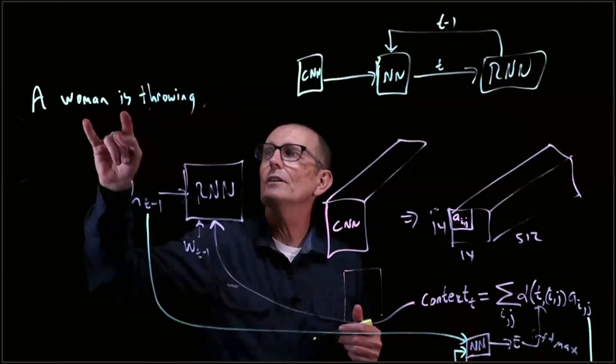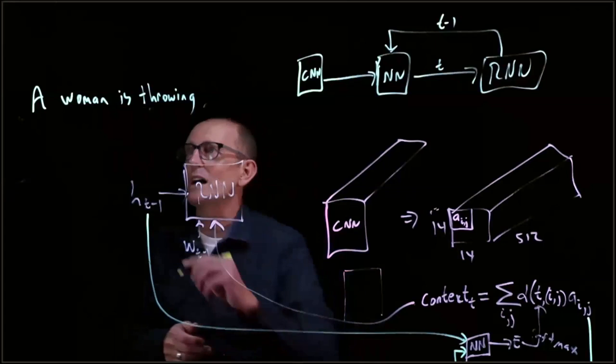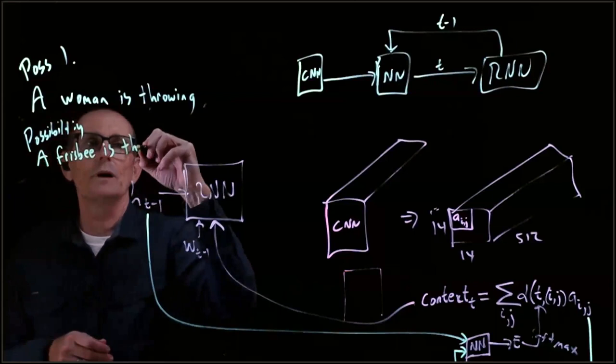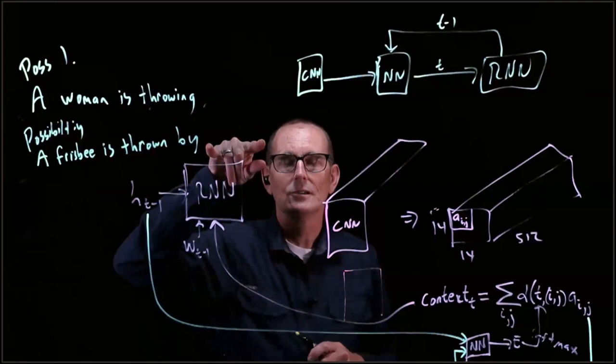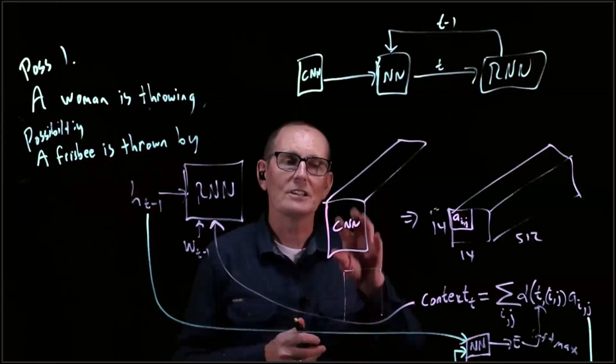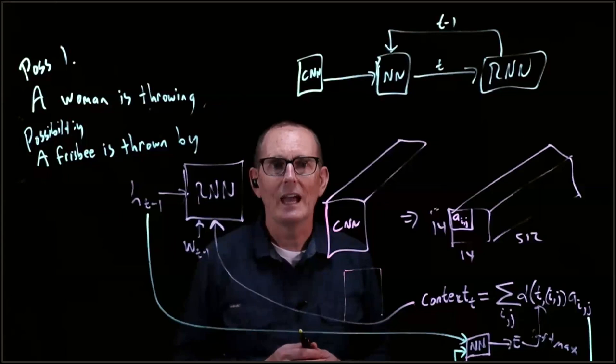Now, this is possibility one. Possibility two, let's say here's what we've generated so far: a frisbee is thrown by, and now we're going to generate. Where's our attention going to be? The woman. So it's really important to know our memory from an RNN. And that's going to be key in figuring out our alpha. Because our alpha is dependent not just on what's in the picture, but also where we are in generation and where we've been, all of our history of generation.